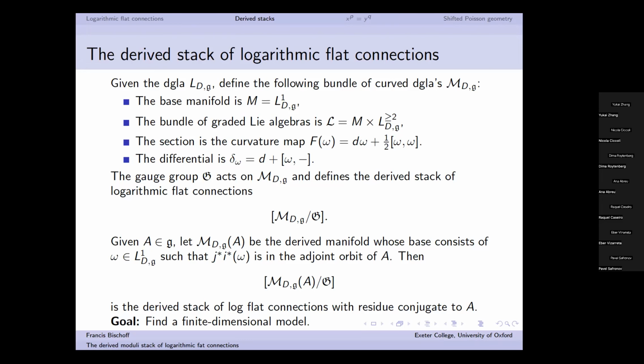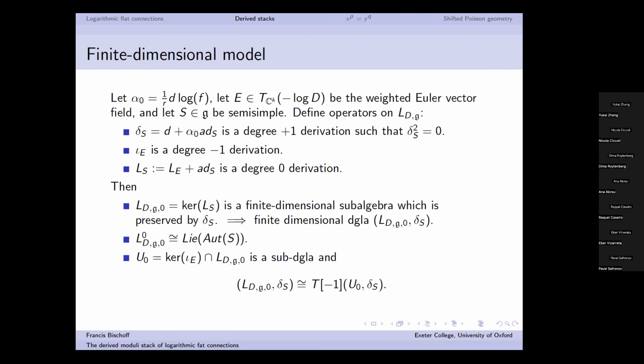Okay, so now we have a derived stack. It's an upgrade of the one before. And we have the same problem that this is an infinite dimensional construction and we want a finite dimensional model. So that's what I'll describe now. This is maybe the most technical slide, or the notationally heaviest. But here's how you can do it. It's actually not that bad.